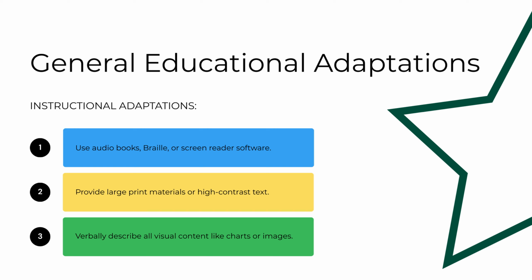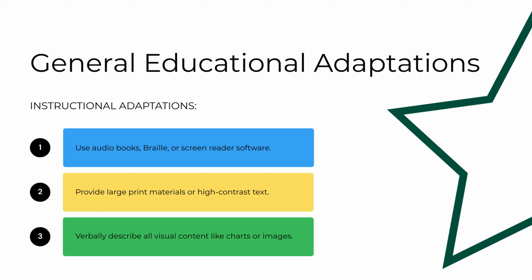Now let's proceed with general educational adaptations. General educational adaptations is about adjusting teaching methods and resources to meet the needs of the students. As future teachers or educators, we can possibly encounter students with difficulties in seeing, so we need to make adjustments to support their needs. There are different strategies a teacher can use. First, we have instructional adaptation.